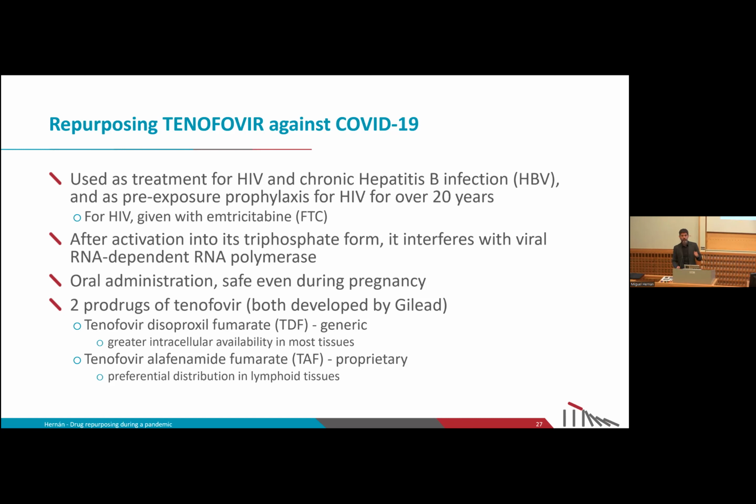Then Gilead made a different form of tenofovir, tenofovir alafenamide, which is TAF, and that's still on patent, and is the most commonly used form now for HIV patients in many countries. They are moving from TDF to TAF because it concentrates in lymphoid tissues, and that's in principle better because there is a lower risk of toxicity, although there is a very low risk of toxicity anyway. Now for COVID, that's not very good. We don't want a drug that goes only to lymphoid tissues.